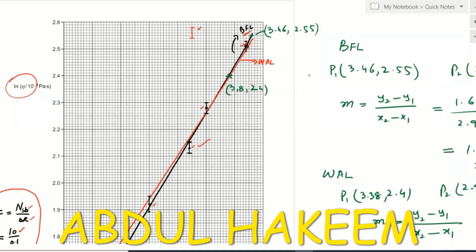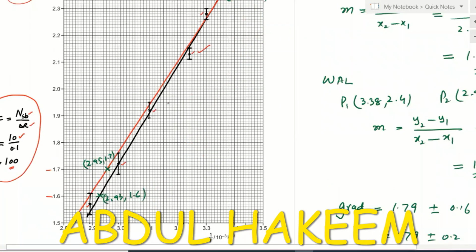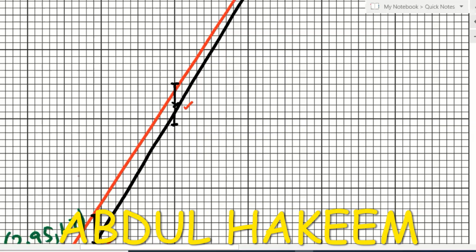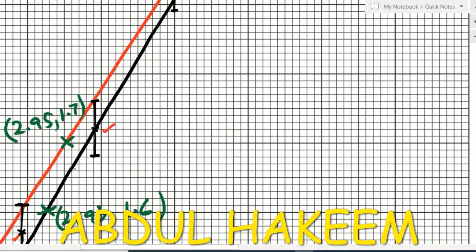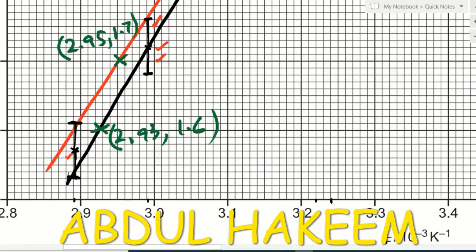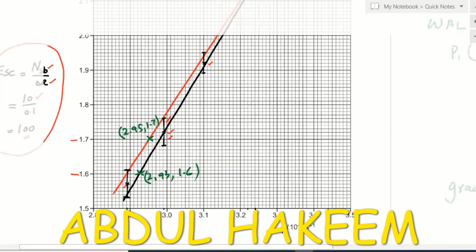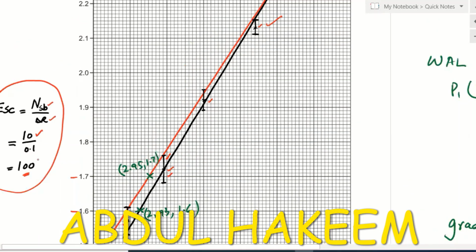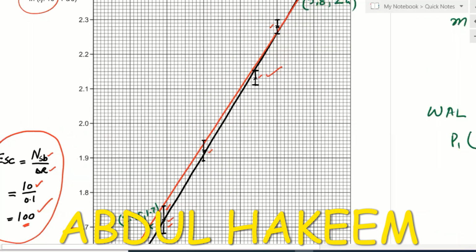So for the third, look at this. 3 boxes up, 3 boxes down, and the last two error was 0.04 into 100. So 4 boxes up, 4 down, and similarly 4 boxes up, 4 down. So the error bars are plotted, but before plotting, we will calculate the error scale constant. We will multiply the error with the error scale constant, and then the answer is actually the number of boxes up, number of boxes down from the point.